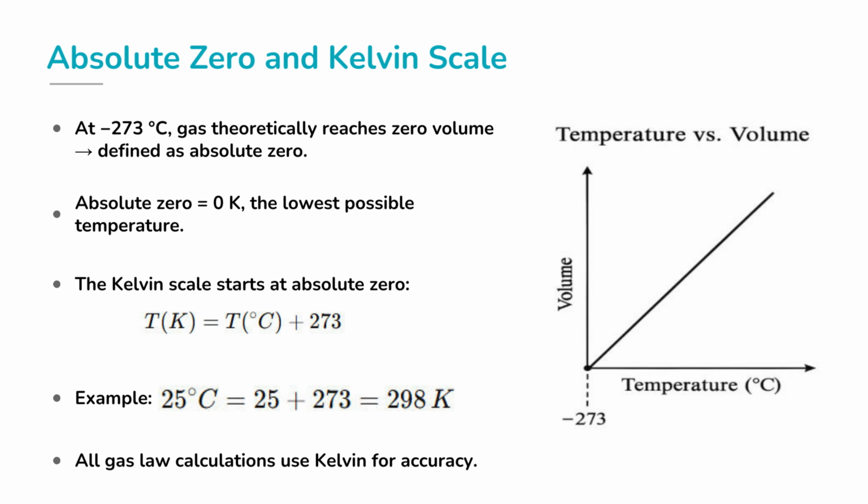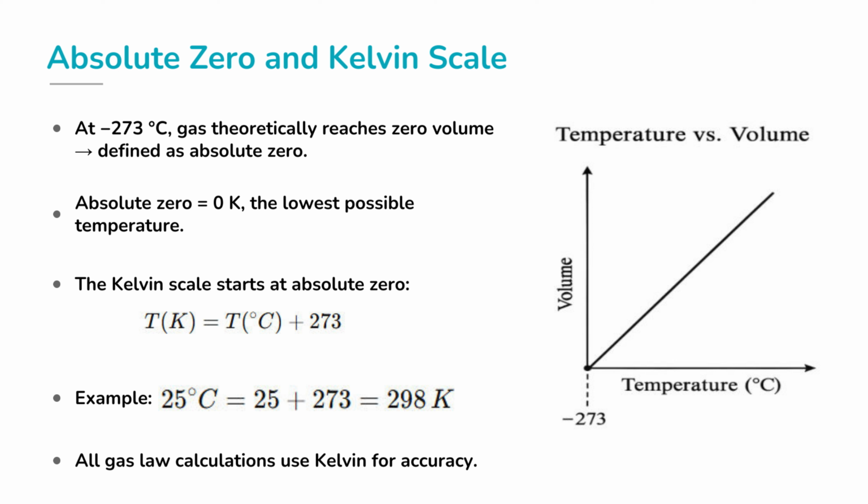Charles didn't just stop at observing expansion. When he extended his volume-temperature graph backward, it predicted that at minus 273 degrees Celsius, the volume of a gas would become zero. That magical point is called absolute zero, the lowest possible temperature. In reality, gases liquefy long before reaching it, but the concept was revolutionary.